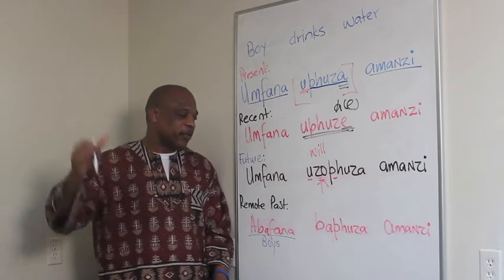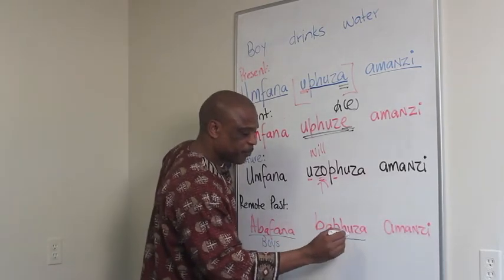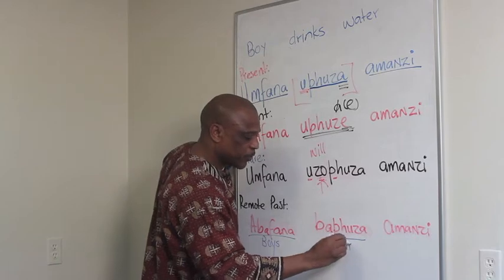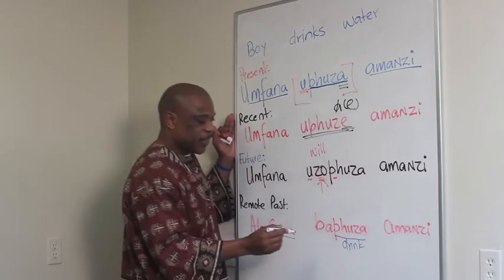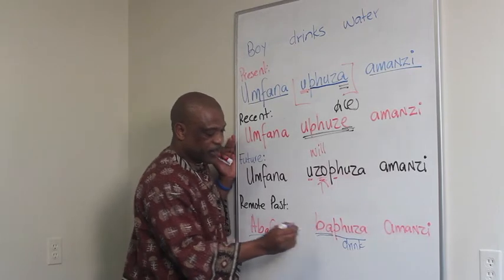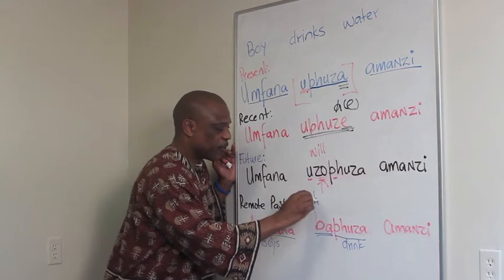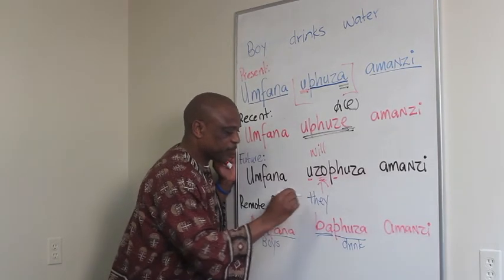This is a long time ago. It could be last year, it could be 3 months ago. You see, I kept the same verb, phuza, which means drink again. The only thing here that you see is ba. This is a concord that means they.